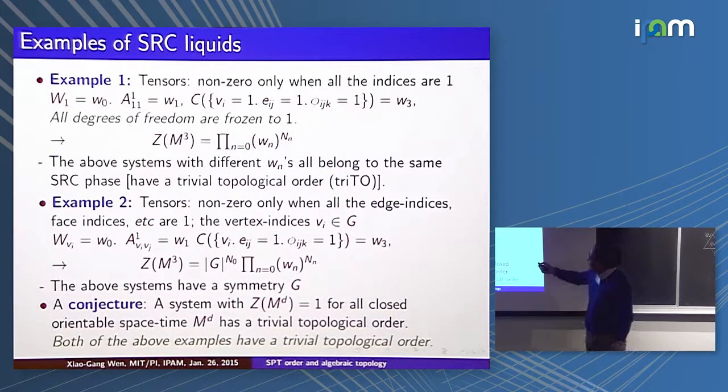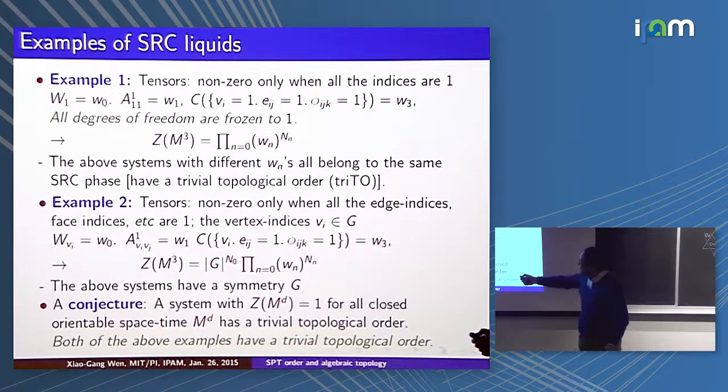And you can show that different choices of W all belong to the same phase, because you can change the W and keep the short-range correlation property with no problem. Okay. So this kind of phase is called the trivial topological order.